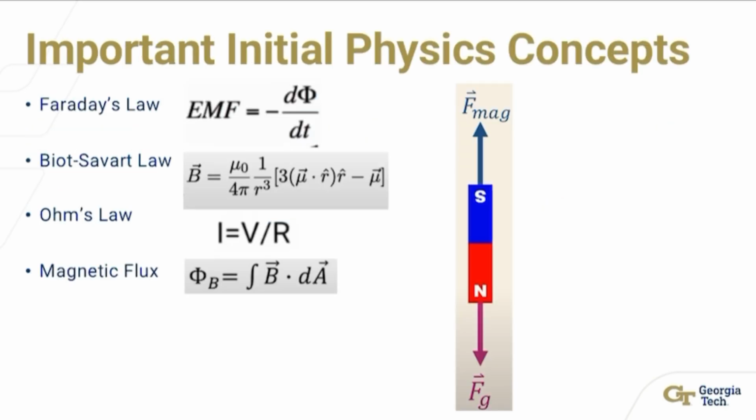Some important initial physics concepts include Faraday's law, which is that EMF is equal to negative delta phi over delta T. We have the Biot-Savart law, which is important to find B, Ohm's law, which is I equals V over R, and magnetic flux. Here we can also see an example bar magnet for this experiment, in which we see that the force of the magnetic field is equal to the force of gravity.